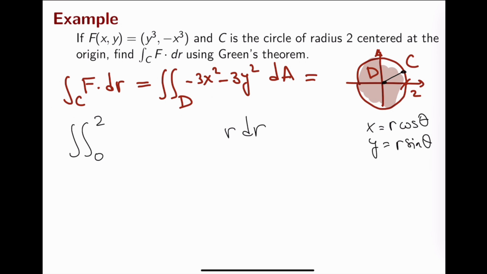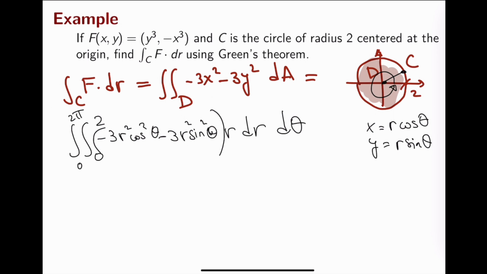And then we need to do the other variation, the variation of the angle. Since it's the whole circle, it is going to be from 0 to 2 pi d theta. And in here, we are going to change the variables by this. So the result is going to be minus 3x squared, which is r squared cosine squared of theta, minus 3y squared, which is r squared sine squared of theta. Okay, so let's do the operations and let's calculate these integrals in polars.